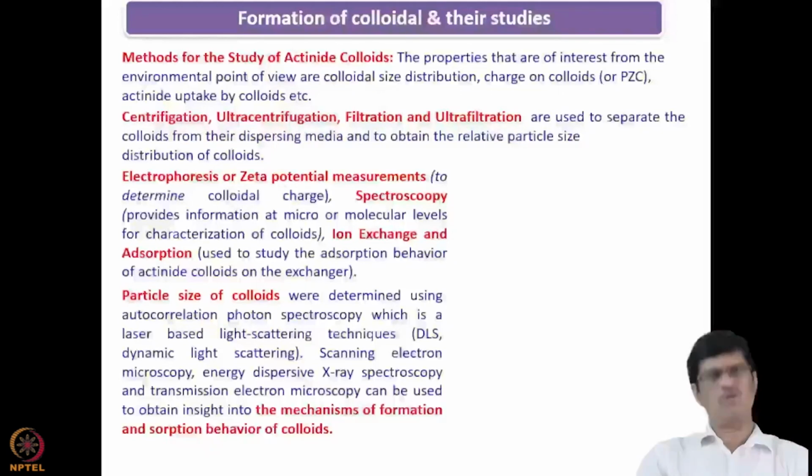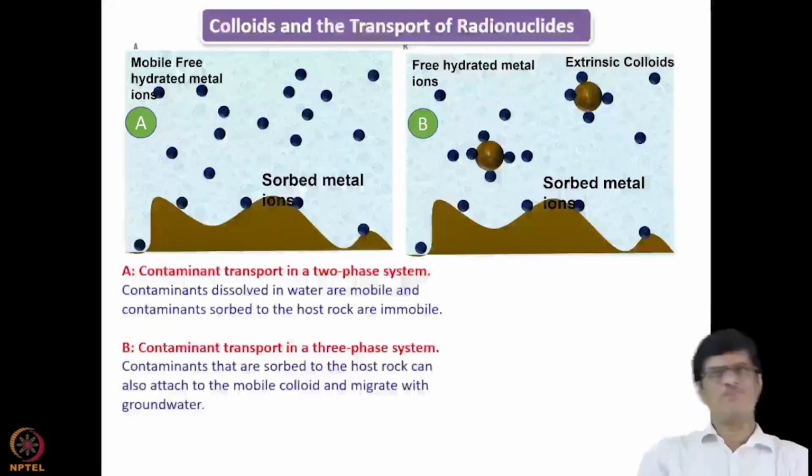and then finding out how much of the radiotracer is going onto the colloids or the exchanger, or in this case the clay mineral, and that is how the adsorption can be found out. The particle size of colloids is determined using DLS, or the dynamic light scattering method. Also scanning electron microscopy, energy dispersive X-ray spectroscopy or transmission electron microscopy. These are the techniques which can be used to get the size.